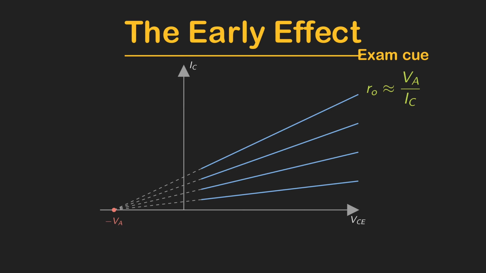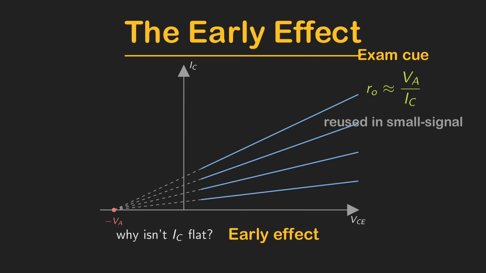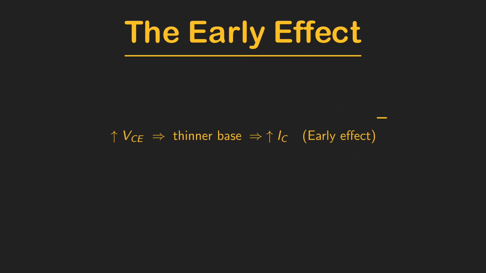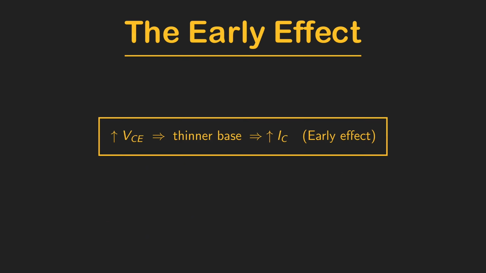So here is the exam retrieval cue. If a question ever asks why the collector current is not perfectly independent of the voltage, the two words your brain should jump to are the early effect. And keep this in mind, because that same output resistance is exactly what you will reuse later when you study small signal amplifiers. So the takeaway is short. Rising voltage thins the base and lifts the current slightly, and that is the early effect.